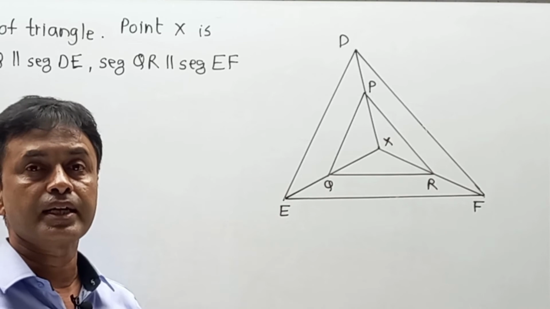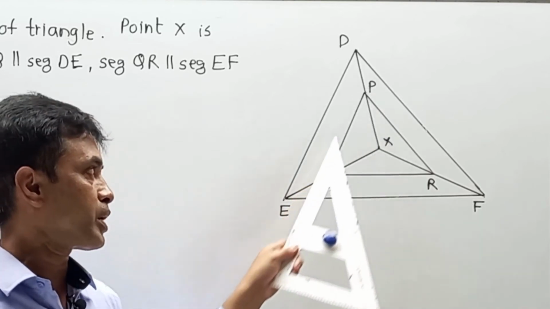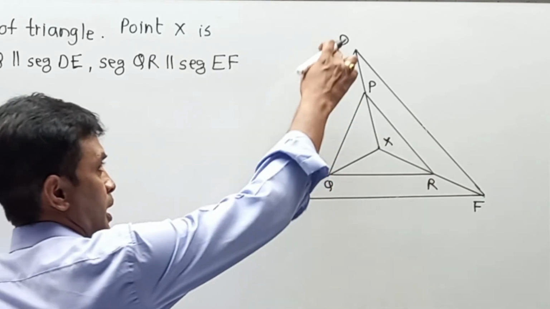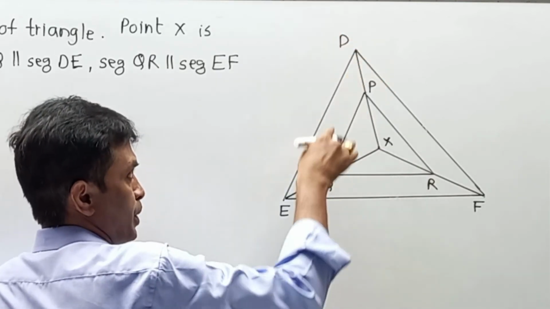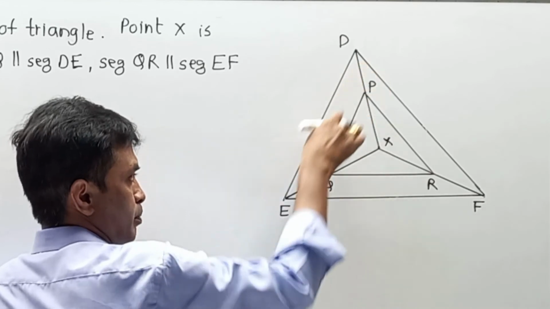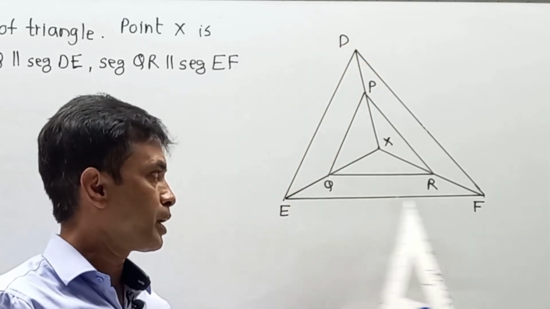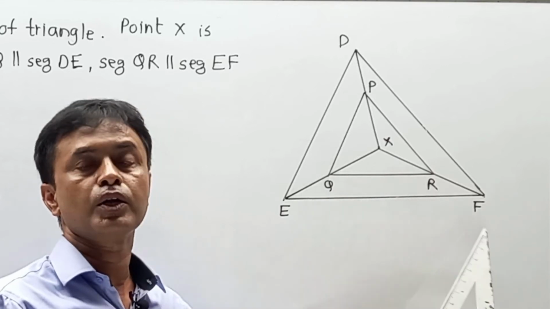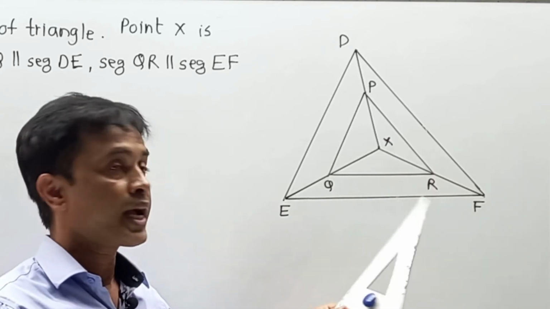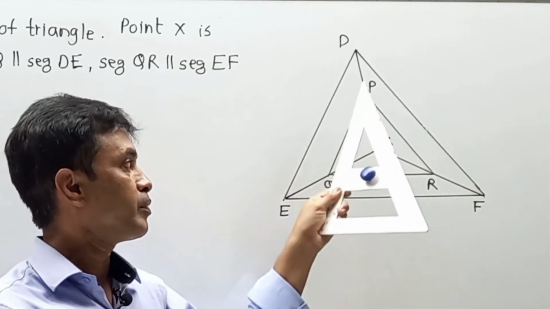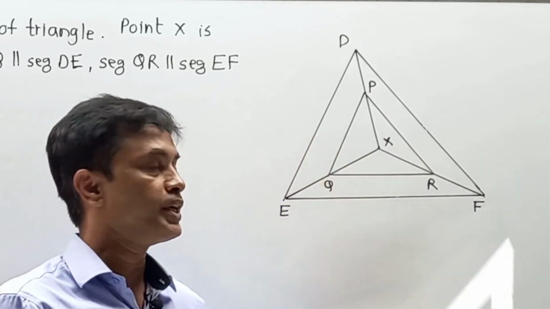There is another interior triangle formed over here, and the name of this triangle is PQR. They have given us PQ parallel to DE, and QR parallel to EF. We have to prove that PR is parallel to DF.